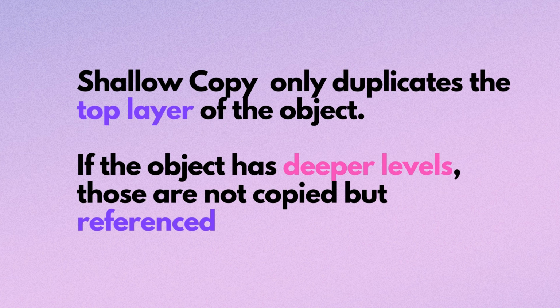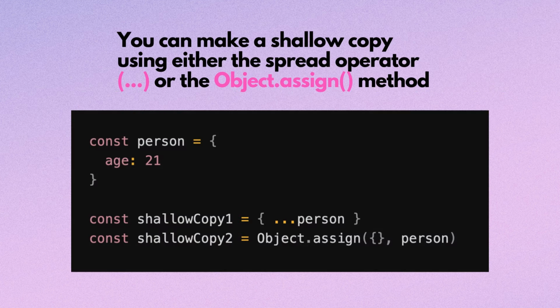Shallow copy only duplicates the top layer of the object. If the object has deeper levels, those are not copied but referenced. You can make a shallow copy using either the spread operator or the Object.assign method.